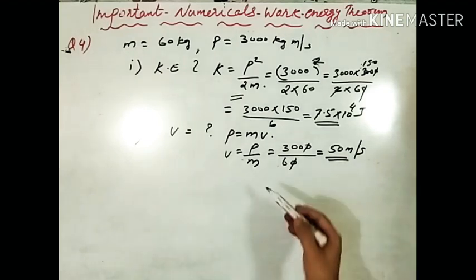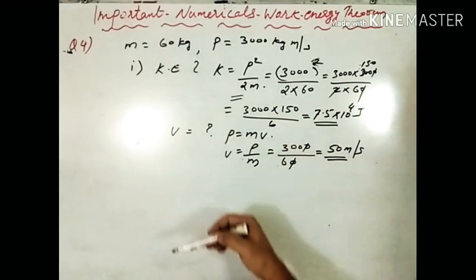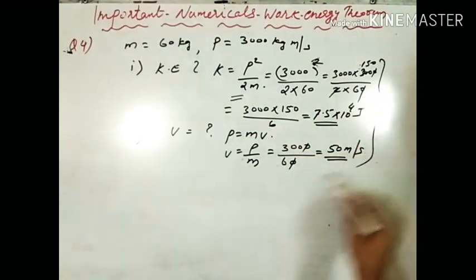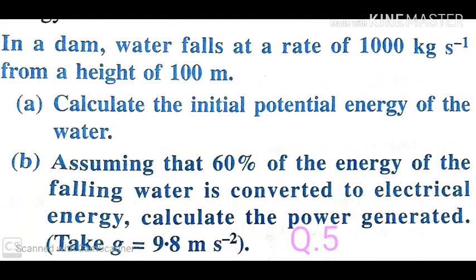A question which carries 2 marks. It has got 2 subparts. A basic problem. If you know the formula, you can solve it very easily. Moving to the last question, fifth question.